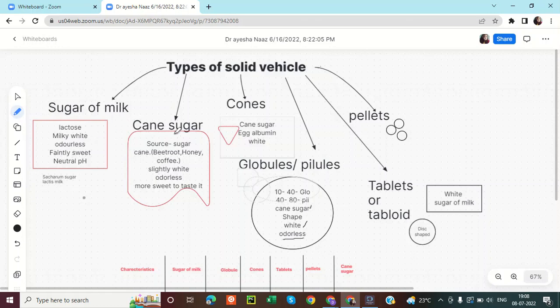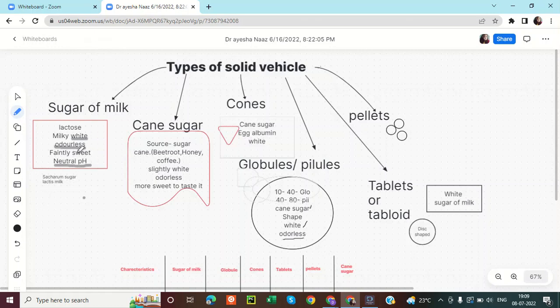The color of all these vehicles is white. This is almost the same for each of them. Odor of all these vehicles is common. They are all odorless. They do not possess any smell, and all are of neutral pH. These three things you can add in the physical characteristics of all the vehicles.